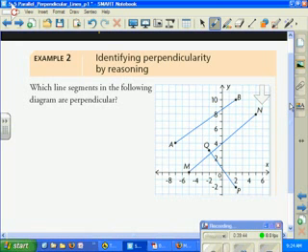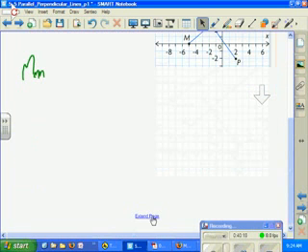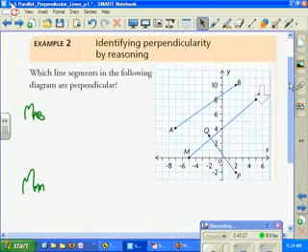Let me write down some of these details for you. So, slope of A and B. Is what? How do I? Well, let me write this down. M and N.